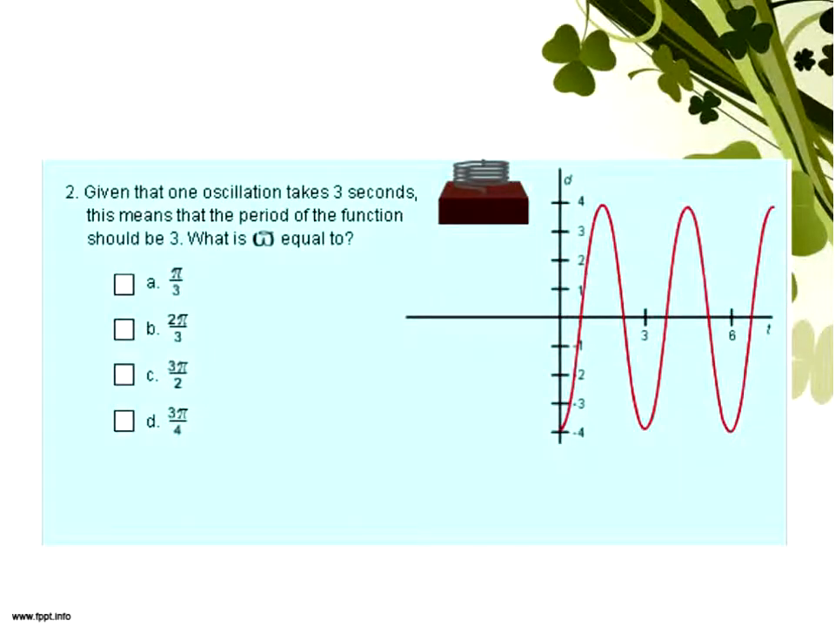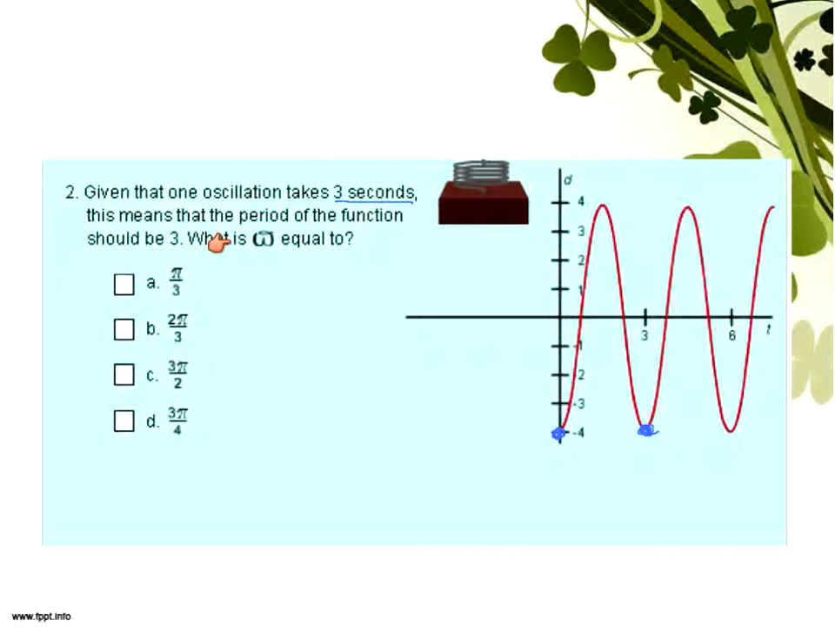Given that one oscillation takes 3 seconds, now how did I know that, by the way? Well, if we look at our graph, to get from the starting point to a repeating pattern, to do one full cycle, as we call it, one full oscillation, that's at 3 seconds. So they're telling you it's 3, but they didn't even have to tell us that. We could see that from our own picture here. This means that the period of the function should be 3. What is omega equal to?